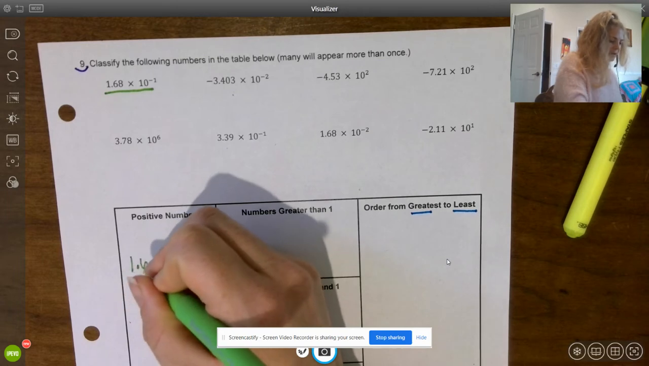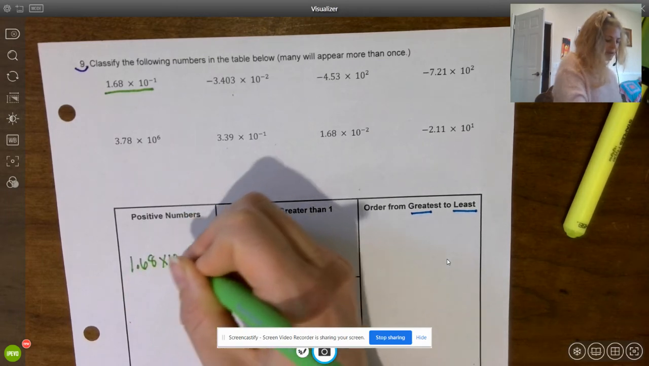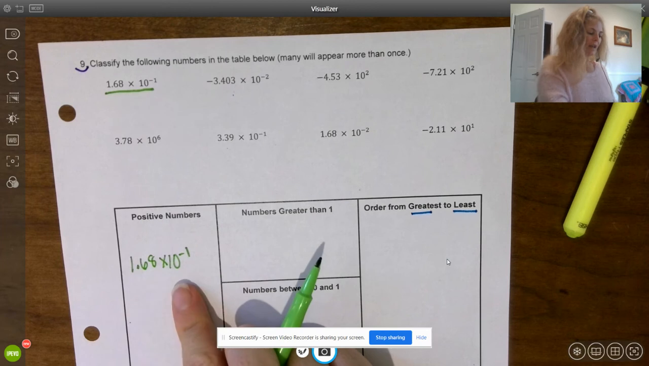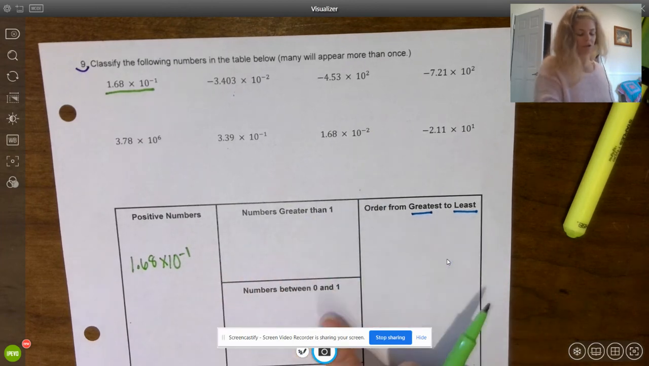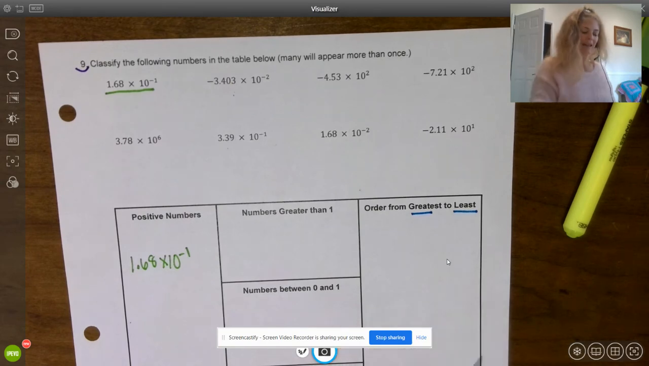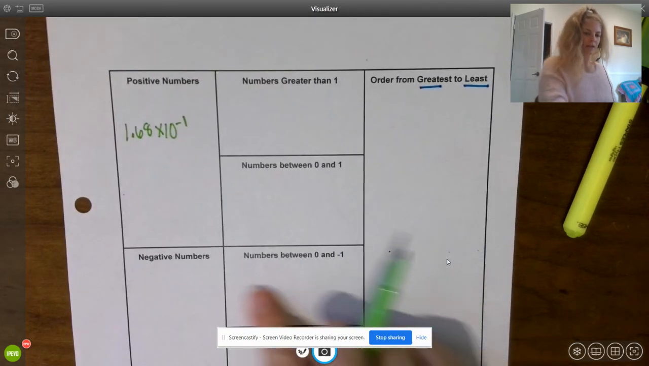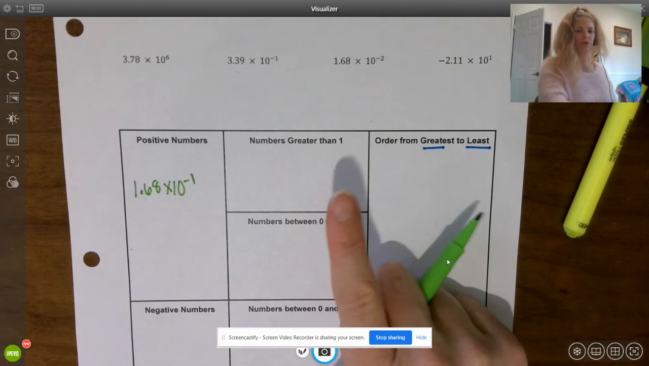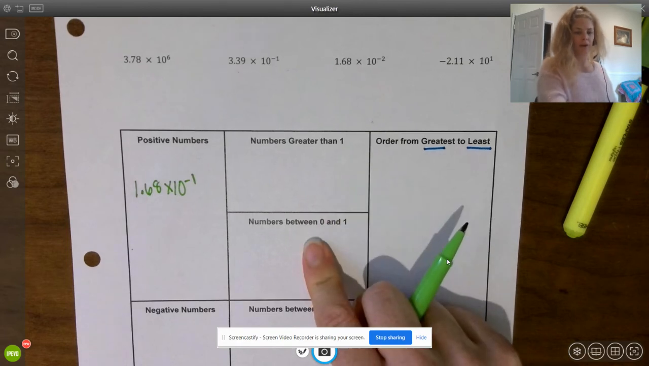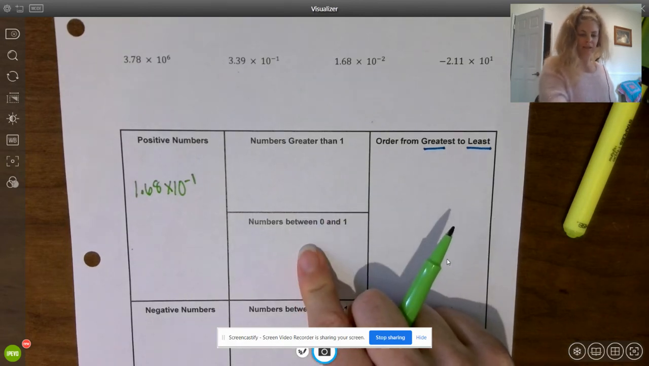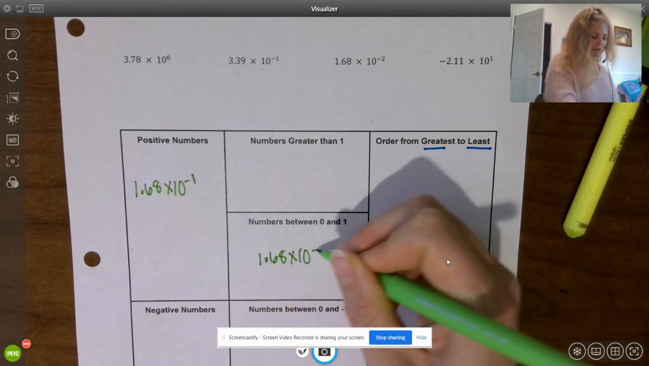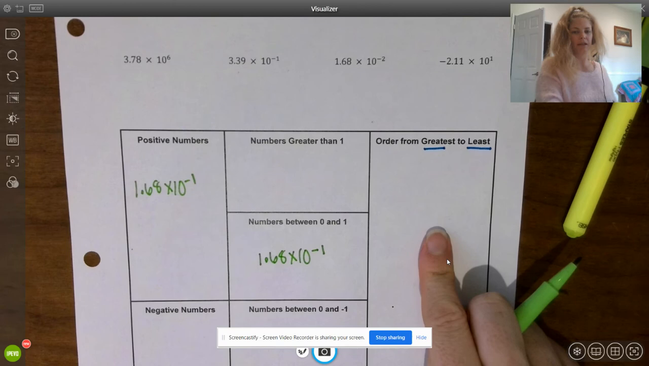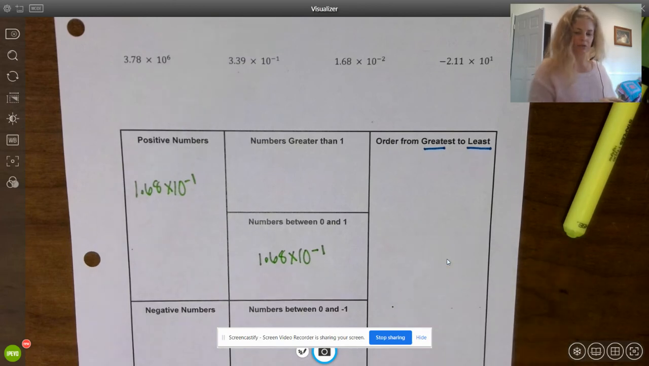So 1.68 times 10 to the negative first. And from there, now that we know it's positive, is it greater than 1 or between 0 and 1? It can't be between 0 and negative 1 because those are only negative numbers. So it's either greater than 1 or between 0 and 1. We know this is between 0 and 1. And that's going to help us order these values from greatest to least.